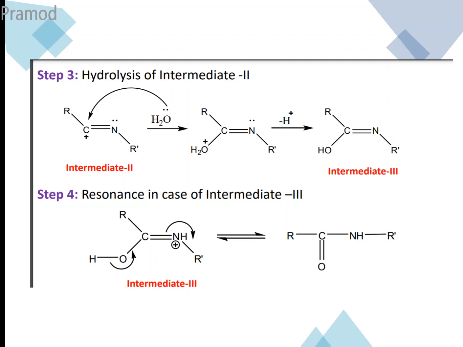Okay, there is a loss of proton to give you an OH imine intermediate, an imine-ol. Then it undergoes tautomerism, or a resonance, and you get your corresponding amide. The hydrogen from your O gets shifted to your NH.